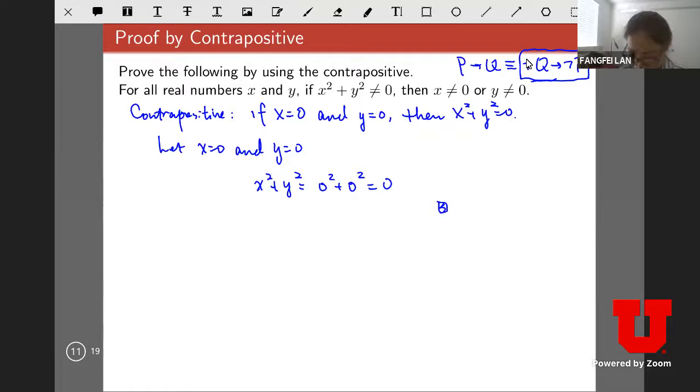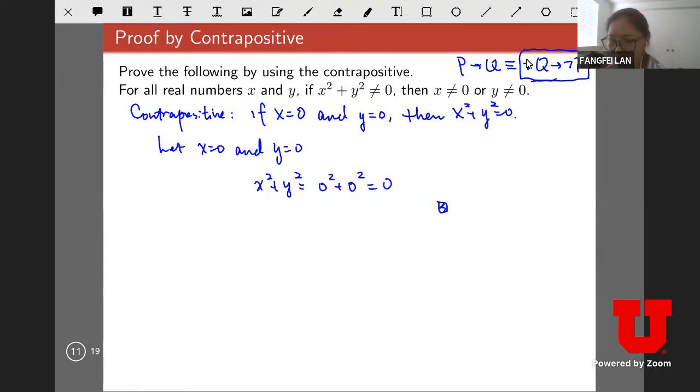And because we proved the contrapositive, that's the same thing as proving the original statement. That's the equivalent of proving the original statement. Any questions about this one?